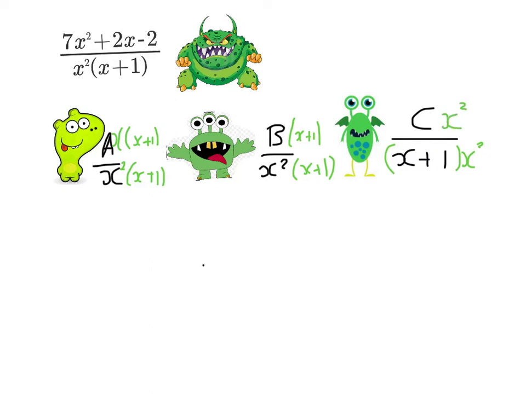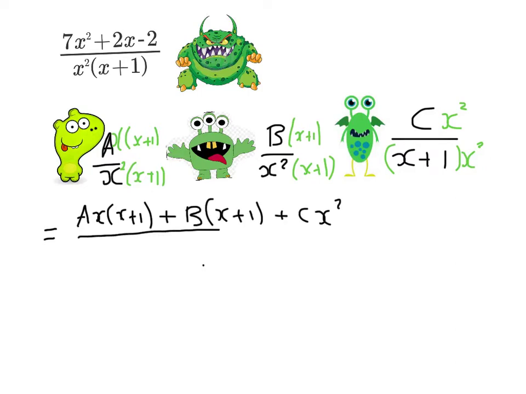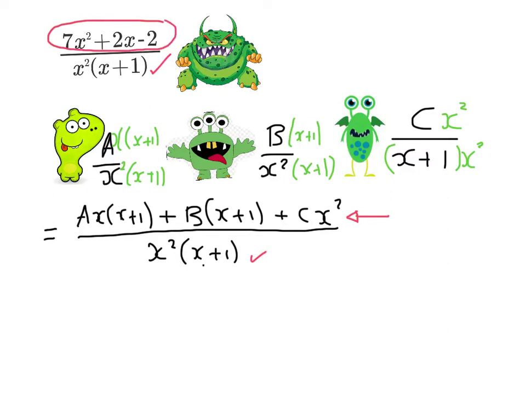Okay, so what would happen if I actually did add these up as they are at the moment? I would get Ax(x plus 1), plus B(x plus 1), plus Cx squared, and that would all be over x squared, x plus 1. Okay, so my denominator is correct, good. What I need to do is work out what to choose A, B and C to be in order to link it up with the correct numerator, which is 7x squared plus 2x minus 1. And there are 2 main methods for doing this, and I will show you both of them so that you can choose which one you prefer and go with that one.